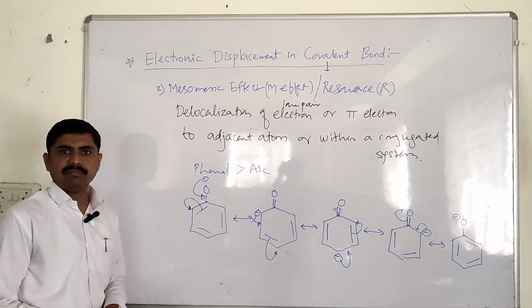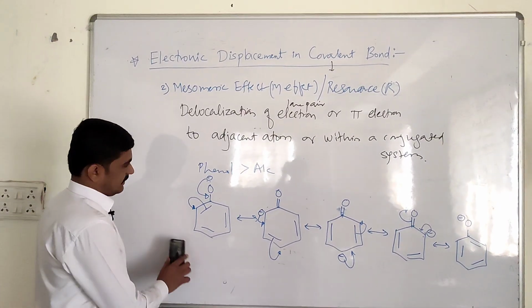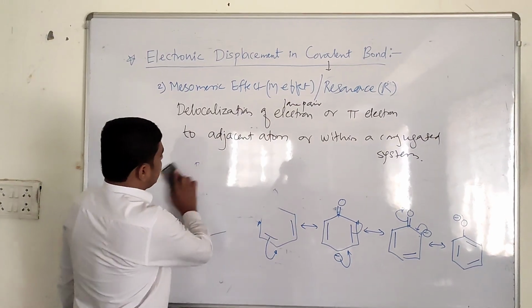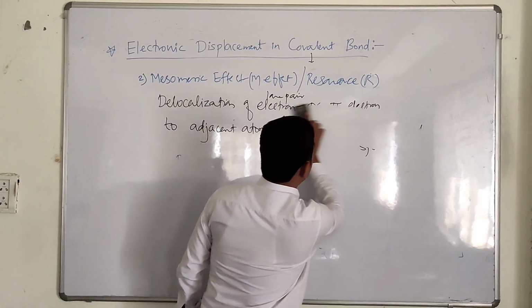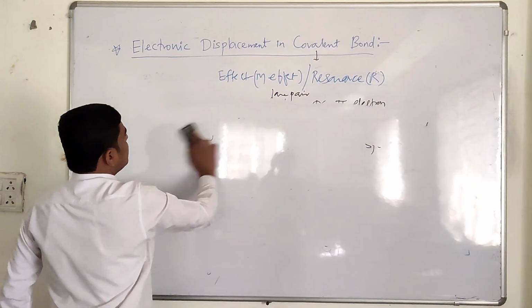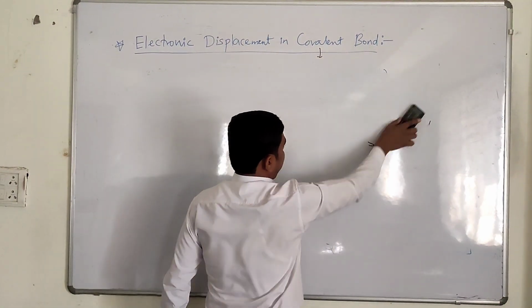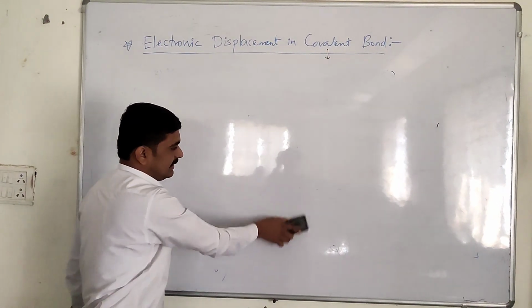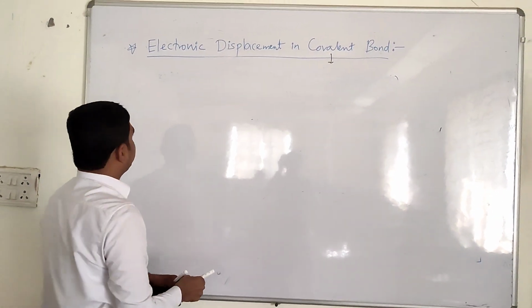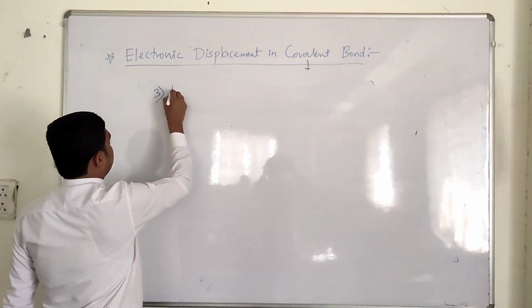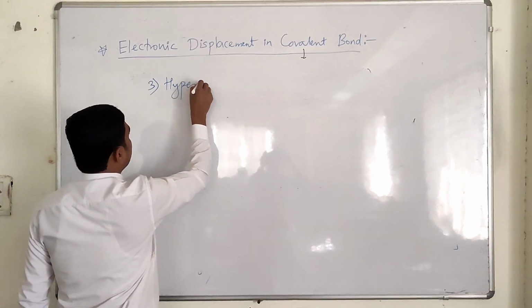Okay, this is about the mesomeric effect or resonance effect. The next concept we will see is hyperconjugation. This mesomeric effect or resonance effect, which we have seen already, is a permanent effect. The next, third effect is known as hyperconjugation.